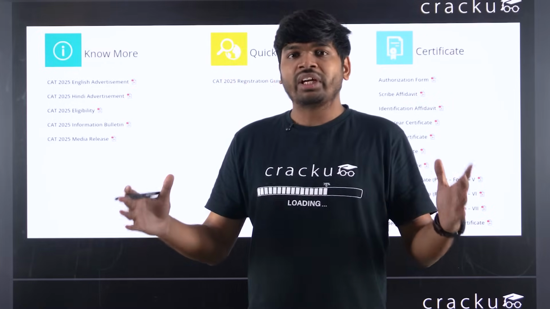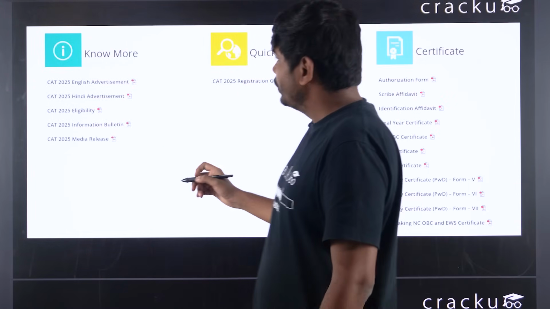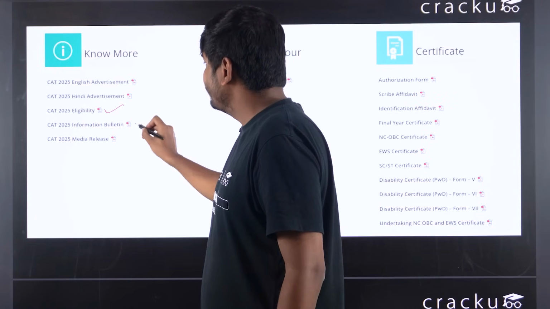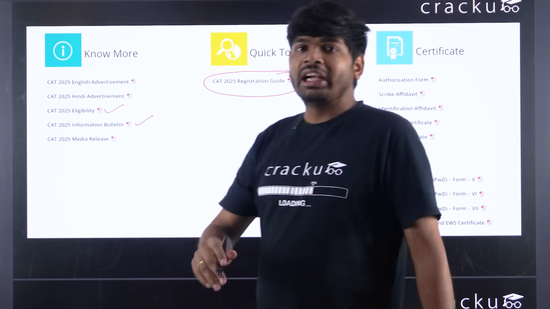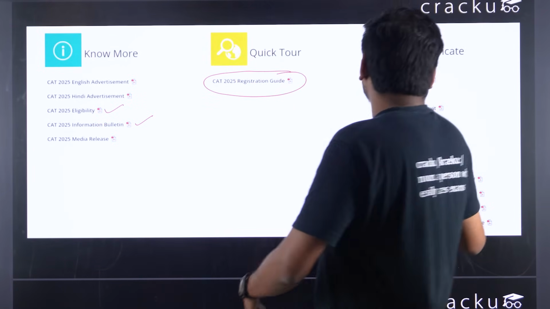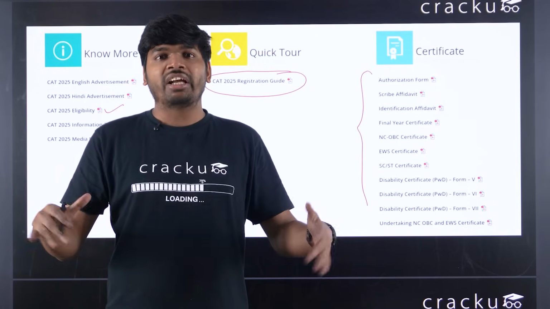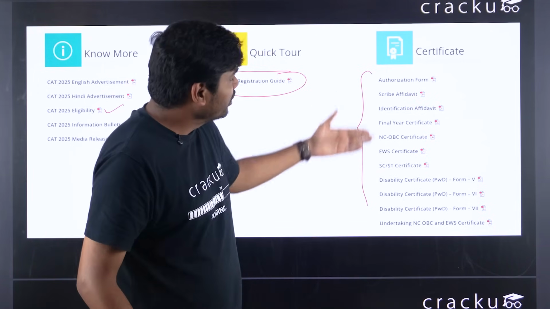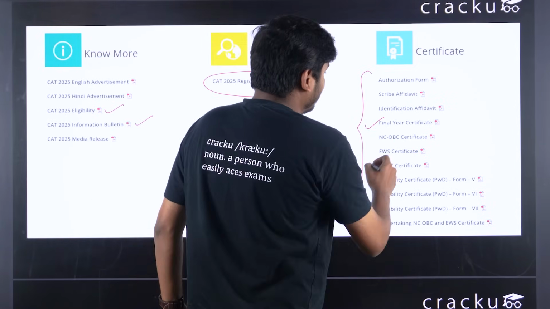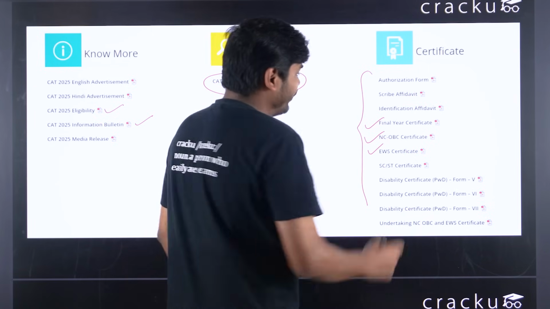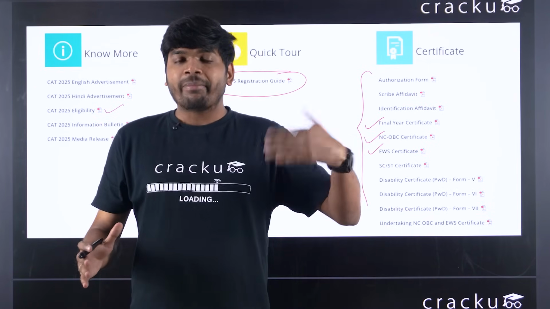In this slide, we are discussing more details which are given on the CAT website. You can check your eligibility, information bulletin, and the registration guide is also provided by the CAT website. And there are some forms and certificates which you will be required to fill and upload on the website. All the certificate forms are provided here: final year certificate, NCOBC certificate, EWS certificate. You have to fill the certificate in the prescribed form and upload it on the website.